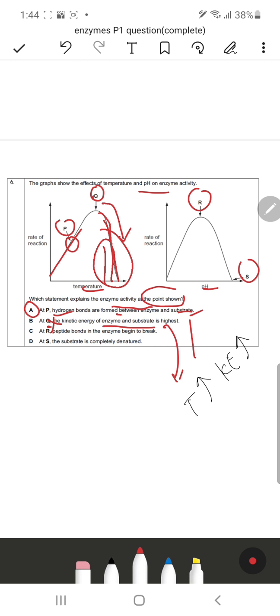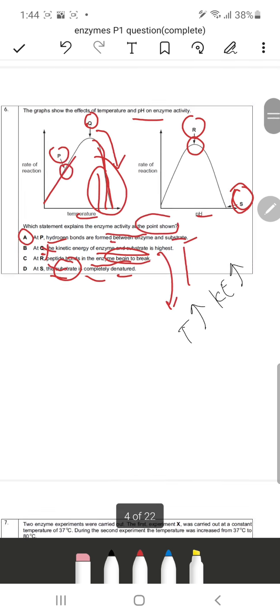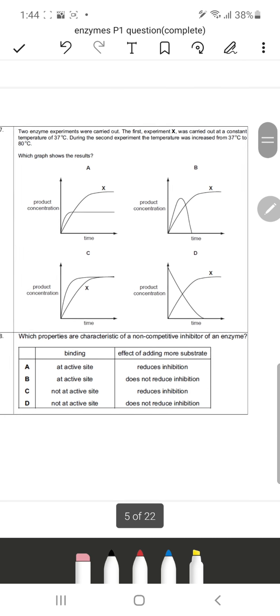Let's see why option C is wrong. It says at R, the peptide bonds in the enzymes begin to break. That's obviously wrong because at R there is a maximum activity, not the denaturing point or anything. Then option D says at S the substrate is completely denatured. No, this is also wrong because the substrate is not denatured, the enzyme is denatured, so D is also wrong. So A is the only correct option, as you can see. Okay, let's move on to the next question.